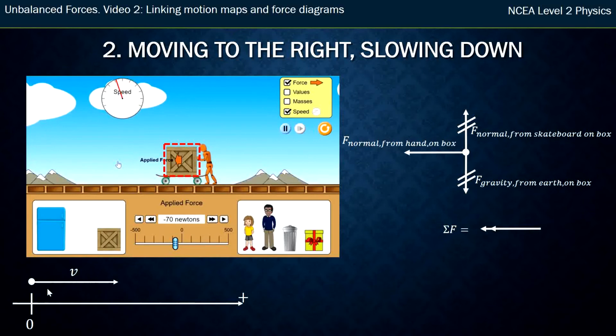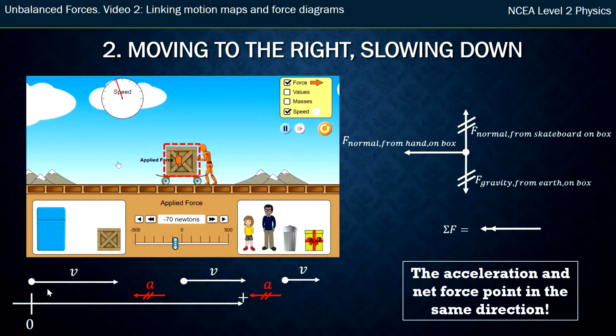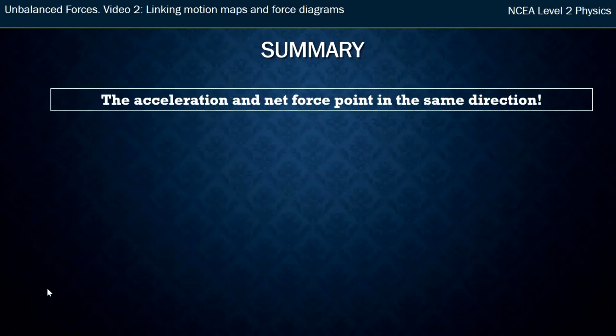My velocities: the box is still heading to the right, but slowing down, so each of these arrows gets smaller. What do acceleration arrows look like when the velocity arrows are getting smaller? They point the opposite way, because if they were pointing to the right, my velocity arrows would be getting bigger. So I now have my acceleration arrows pointing to the left, my net force also pointing to the left, and once again, it doesn't change. The acceleration and the net force point in the same direction. In summary, this is always true. It falls out of Newton's second law, but many people ignore this second point and just want to do a calculation.